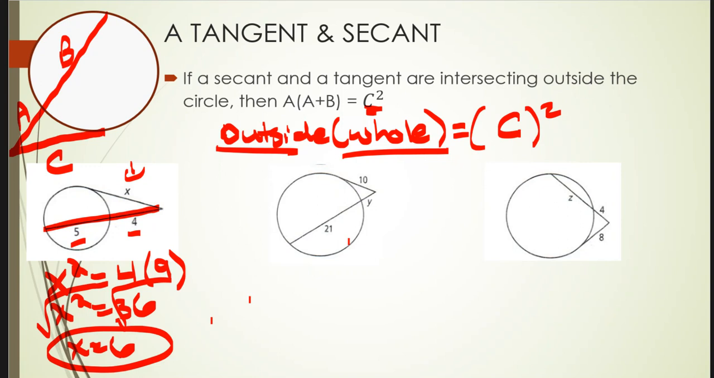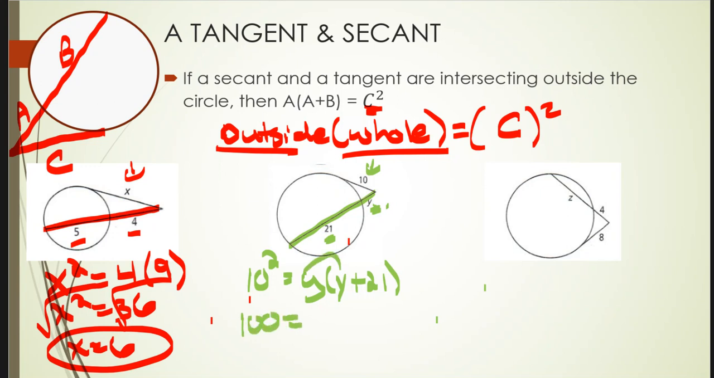All right, next example. For this one, this is our tangent, so that's the one that's squared. 10 squared equals the outside, which is y, times the whole, which is going to be y plus 21. Can't write that as one number because it's a variable and a constant. So it's going to be 100 equals y squared plus 21y.